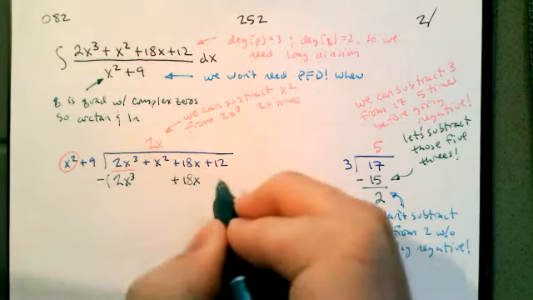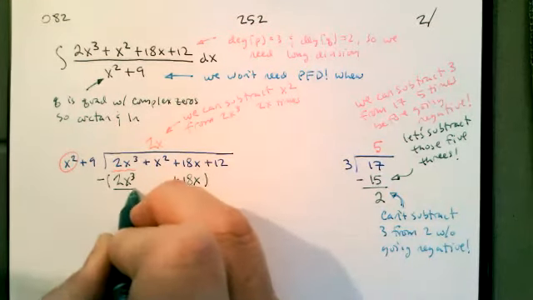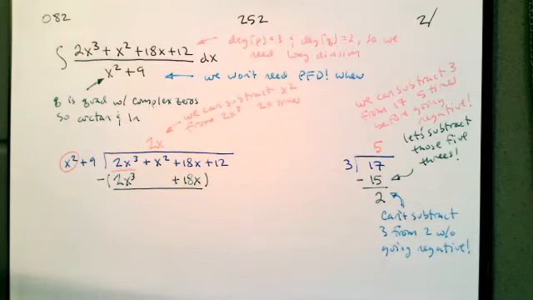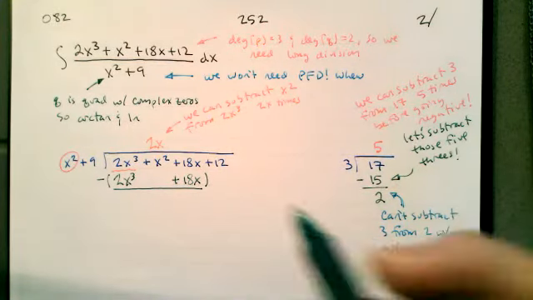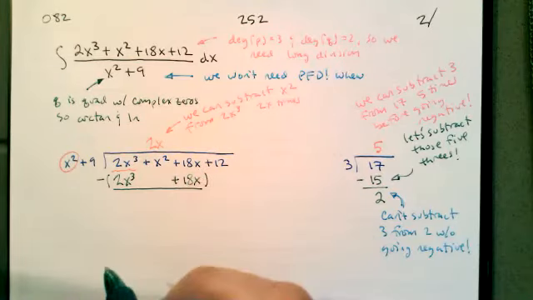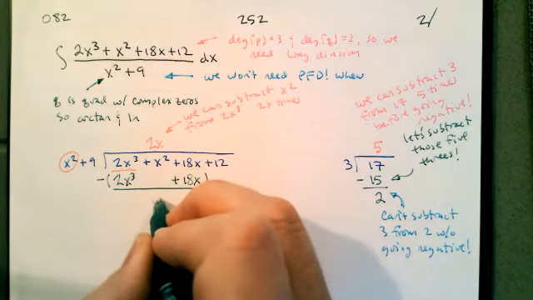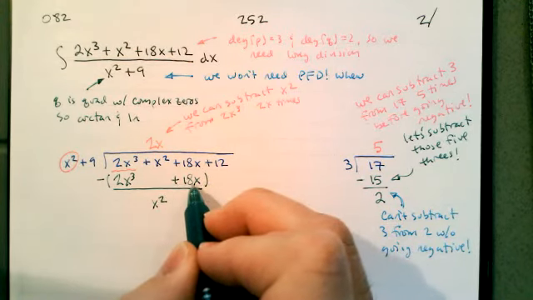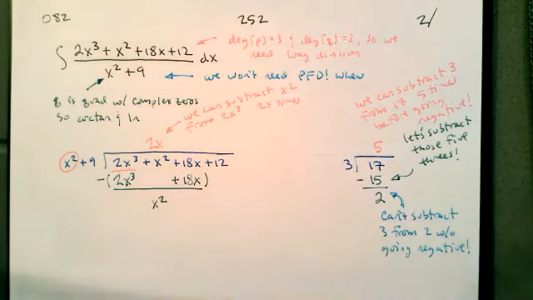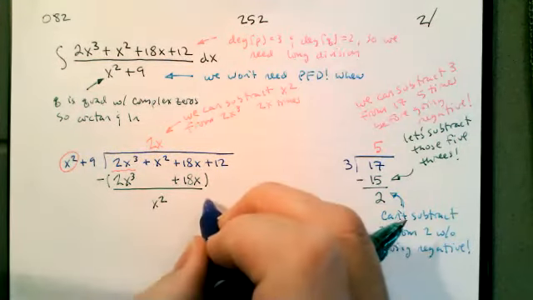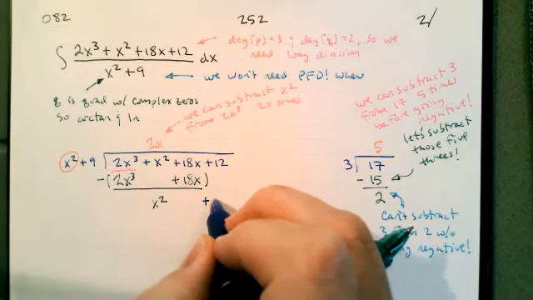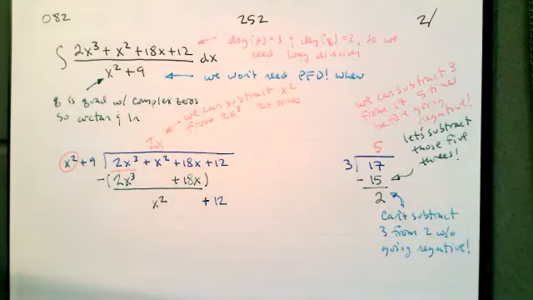We can subtract x squared plus 9 from 2x cubed 2x times. So let's subtract them. 2x cubed minus 2x cubed is no x cubed. That's what we wanted to happen. x squared minus no x squared is x squared. 18x minus 18x is no x. And we still have this plus 12 to deal with. Because when we subtract 2x times x squared plus 9, we end up with x squared plus 12. That's what that line is.